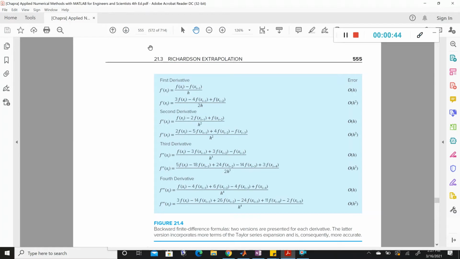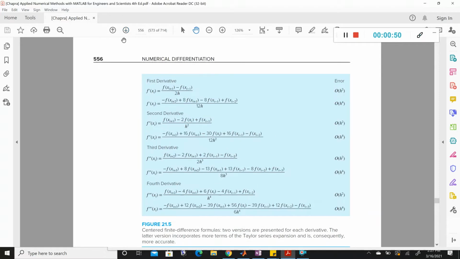If we go on to the backward finite difference formulas, you can see these are also proportional to h and h squared. But finally, the centered finite difference formulas are proportional to h squared and h to the fourth, so they're a little bit more accurate. We're going to use this bottom one here. Let's go ahead and switch over to MATLAB and get that going.